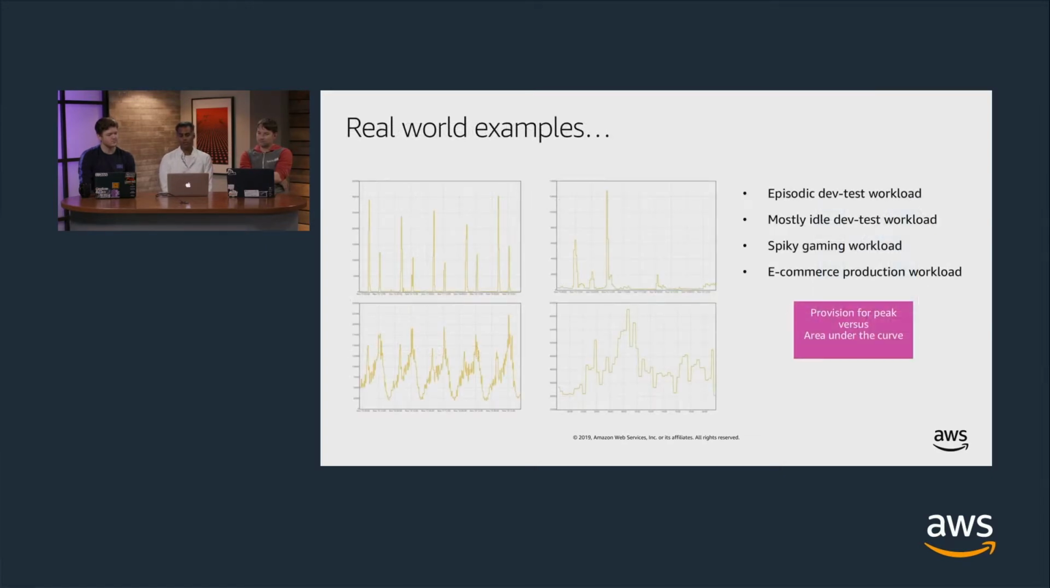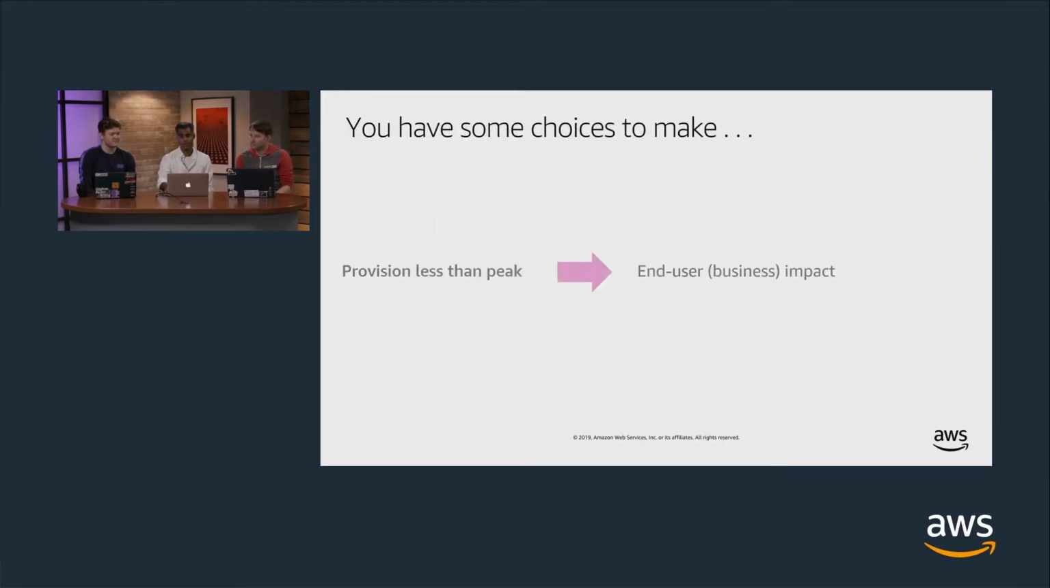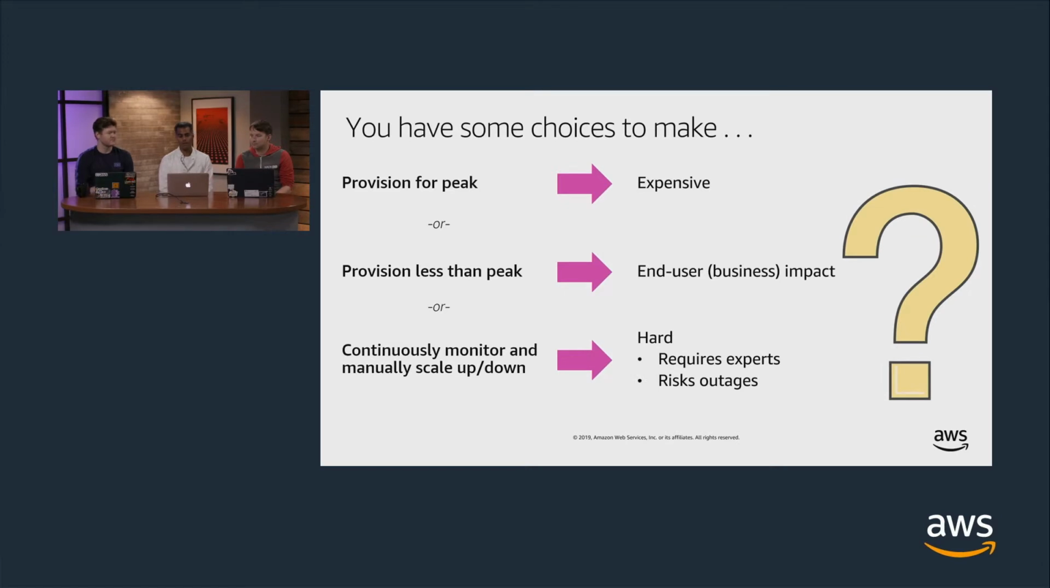So we looked at some real world examples, actual customer workloads. We have dev test workloads, idle workloads, gaming workloads, reporting workloads. A lot of customers just don't use their databases to their full load all the time, and they do provision for the peak in order to make this work. So you have a choice: provision for the peak, which is more expensive, or provision for less than the peak, and then your end users are getting throttled or having some kind of impact. Or you can scale up or scale down, and this is hard because it either requires downtime or a lot of extra work on your end.